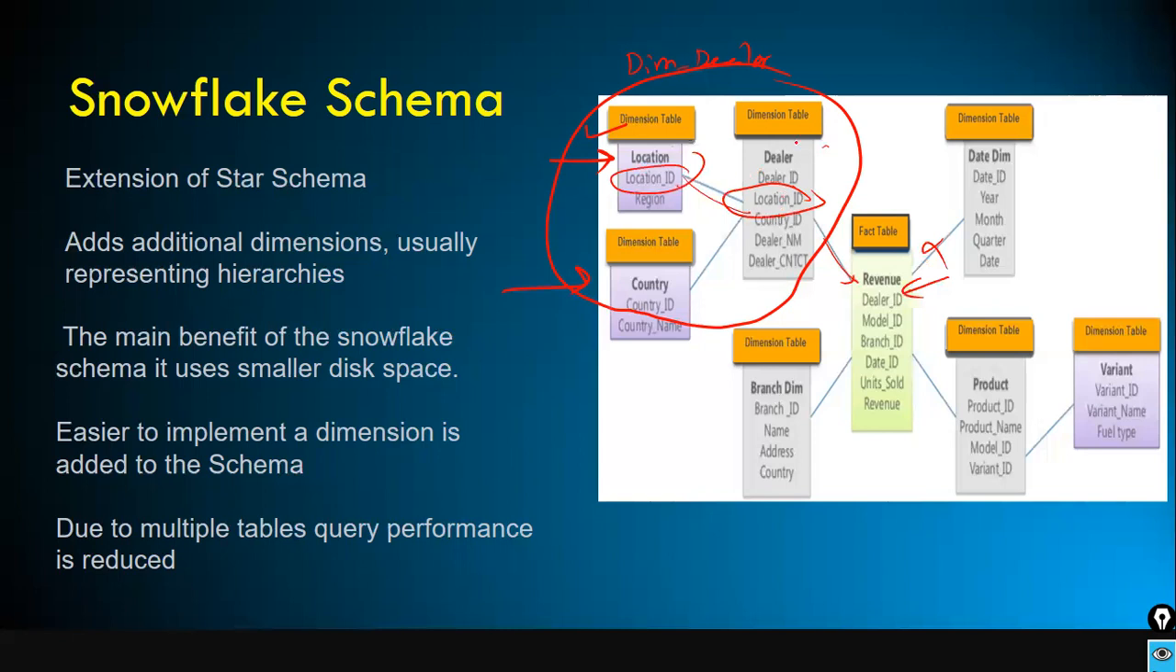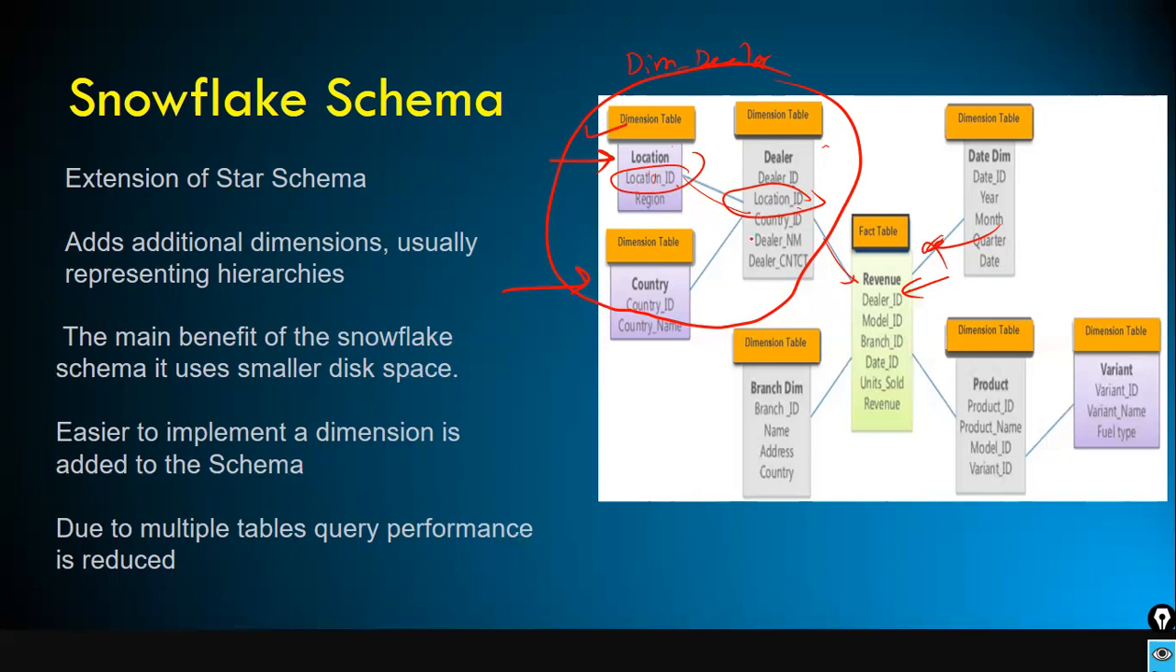Okay, so the location ID should be there here. Location ID will be there. With that location ID, if you wanted to see the location name or region name, the region name for each location ID is stored in this table. To get to know the region name, you need to navigate to this table via this table only.